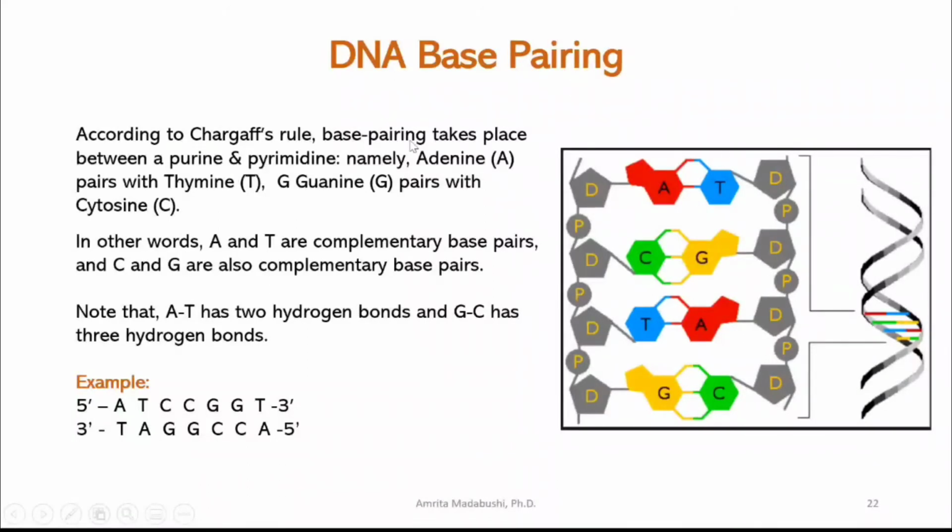According to Chargaff's rule, base pairing takes place between purines and pyrimidines. We talked about it. I want you to appreciate that AT has 2 base pairs. Look at this, hydrogen bonds, 2 of them, whereas GC has 3 hydrogen bonds, if you see here. So this is an example of how Chargaff's rule plays. You can see A pairs with T, T pairs with A, C pairs with G, G pairs with C. You can see that.